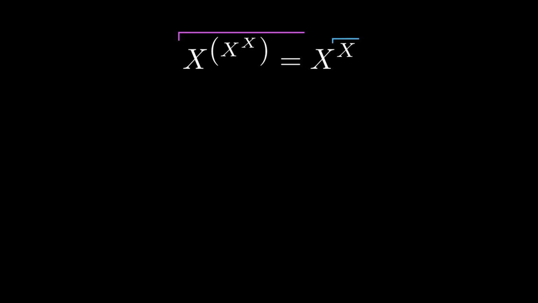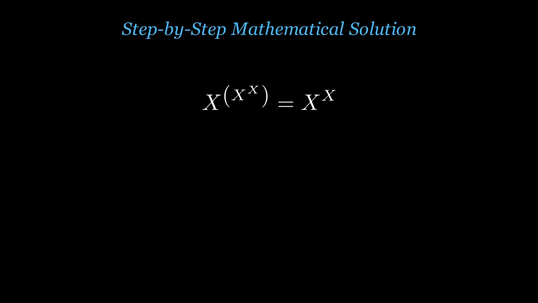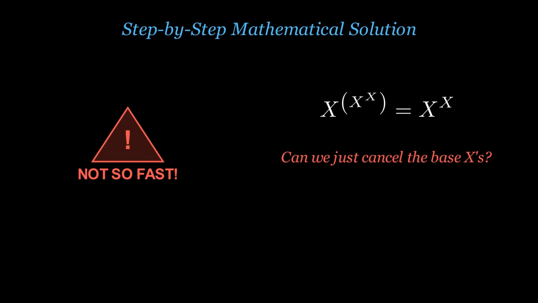So, we have x to the power of x to the power of x equals x to the power of x. Our mission? To find out what x is. Now, the first thing you might think is, can I just cancel out the x's? And in some cases, you can. But here, we have exponents on exponents, which changes things.